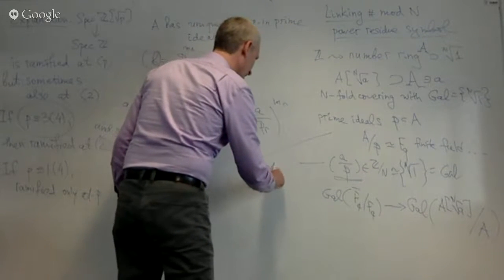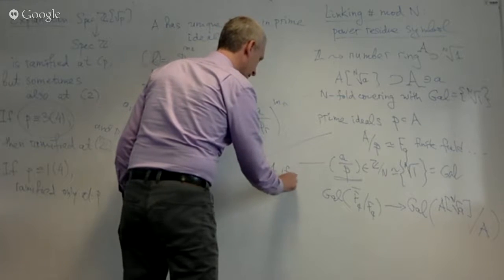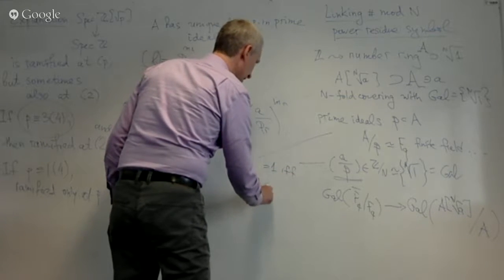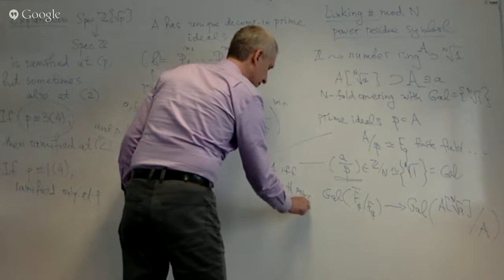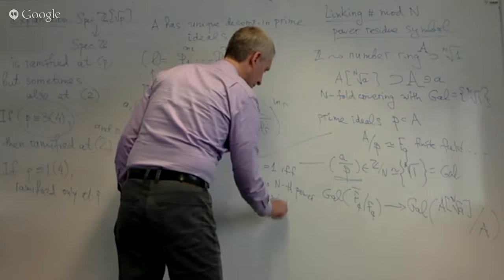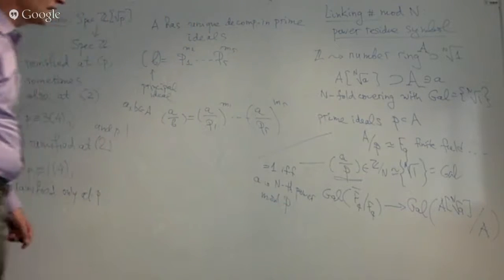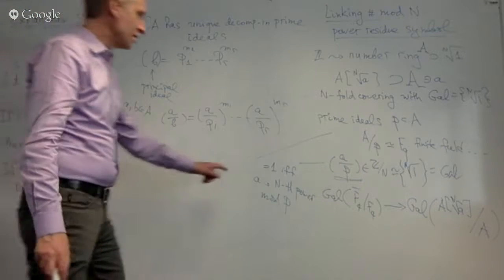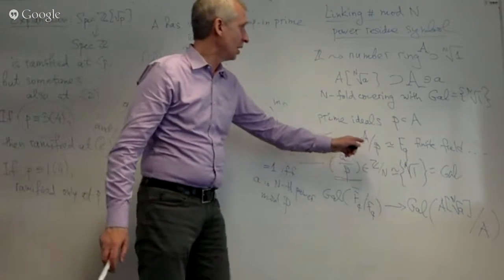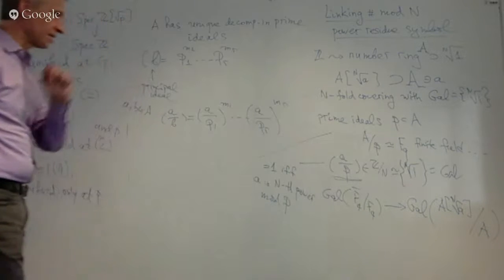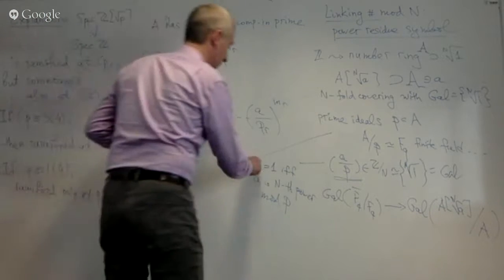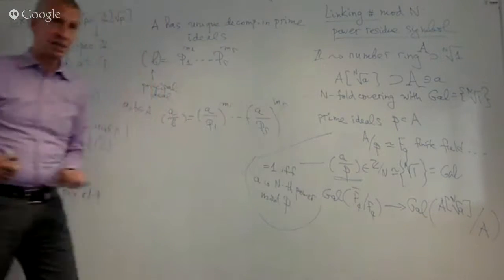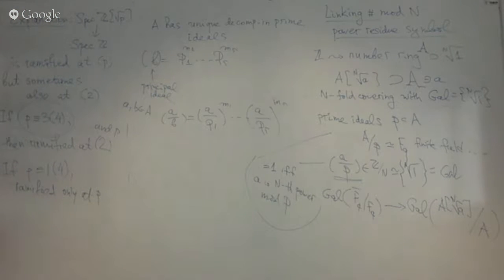It's equal to 1 if and only if A is an nth power modulo P. If the image of A in this finite field is an nth power, then this element is 1. So that's why it's called the power residue symbol. The Legendre symbol is a quadratic residue symbol, equal to 1 if it's a square.